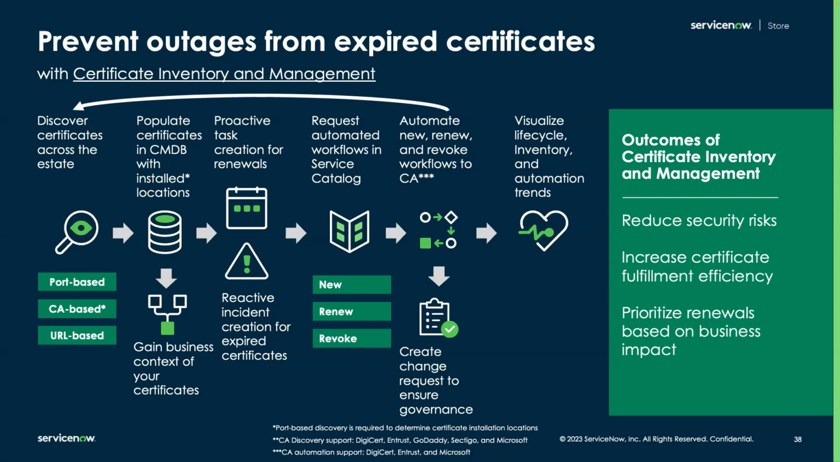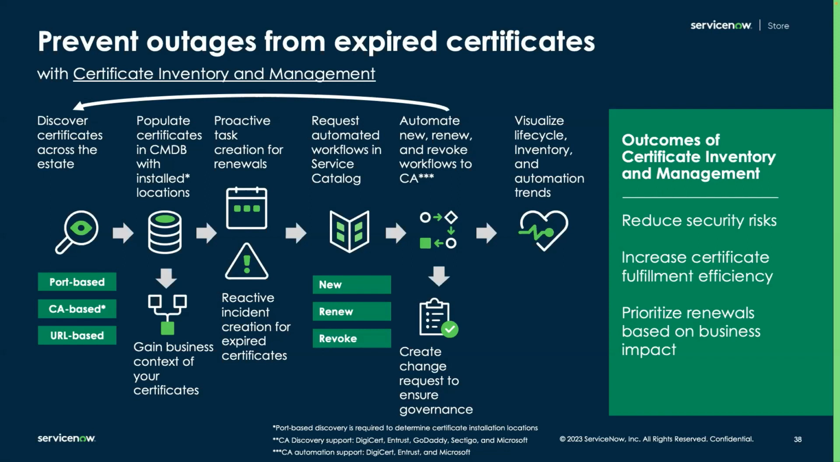And then, if you have service mapping, we help you gain business context through automated relationship creation. That's the inventory part. The management part is being able to create automated task records 60 days prior to renewal. And we also create incidents or alerts for event management for already expired certificates. So there's a seamless integration with IT service management there.